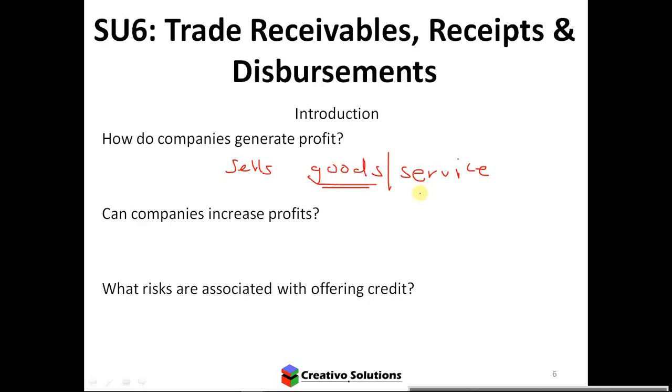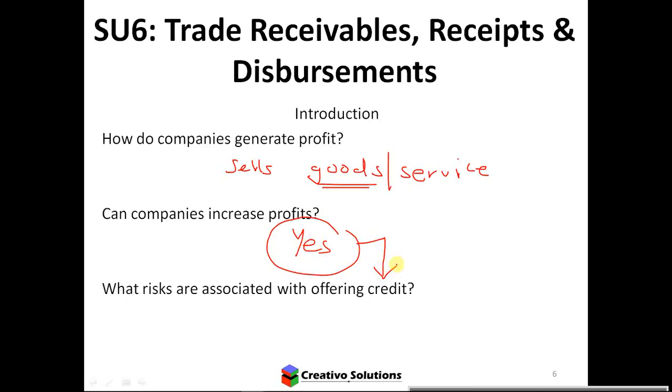Obviously, services, it's a bit easier to cater for a service than it is for goods, purely because there aren't as much, let's say, working capital cost that you would need to incur in terms of buying stock, storing stock, and then obviously selling stock as well. Right, so can companies increase profits? The answer is definitely yes.